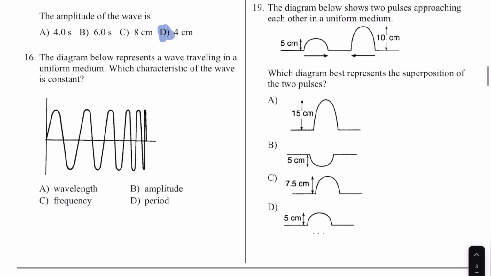16. The diagram below represents a wave traveling in a uniform medium. Which characteristic of the wave is constant? So the answer to this question would be amplitude again, because the wavelengths are getting smaller, so wavelength, frequency, and period all change. But as you can see, amplitude stays the same because throughout the entire change, it's still at this height.